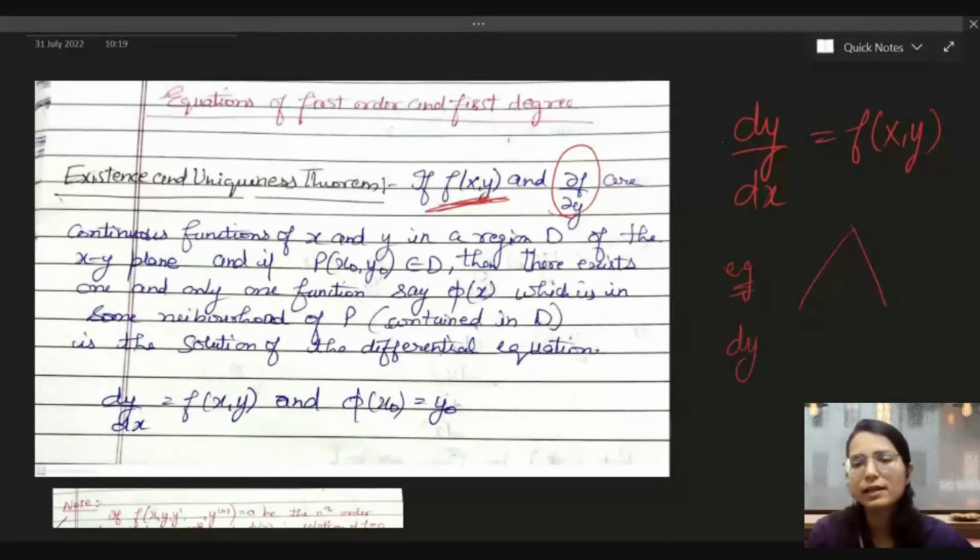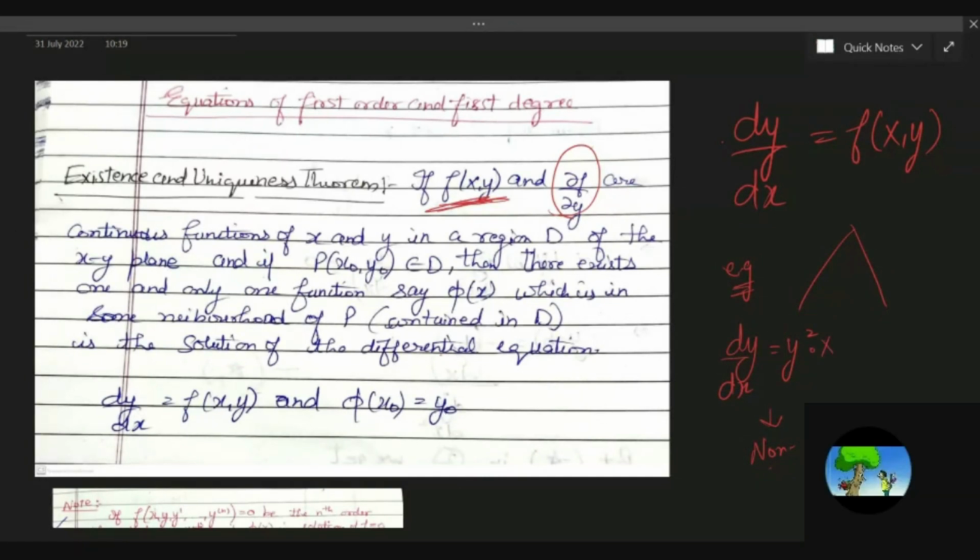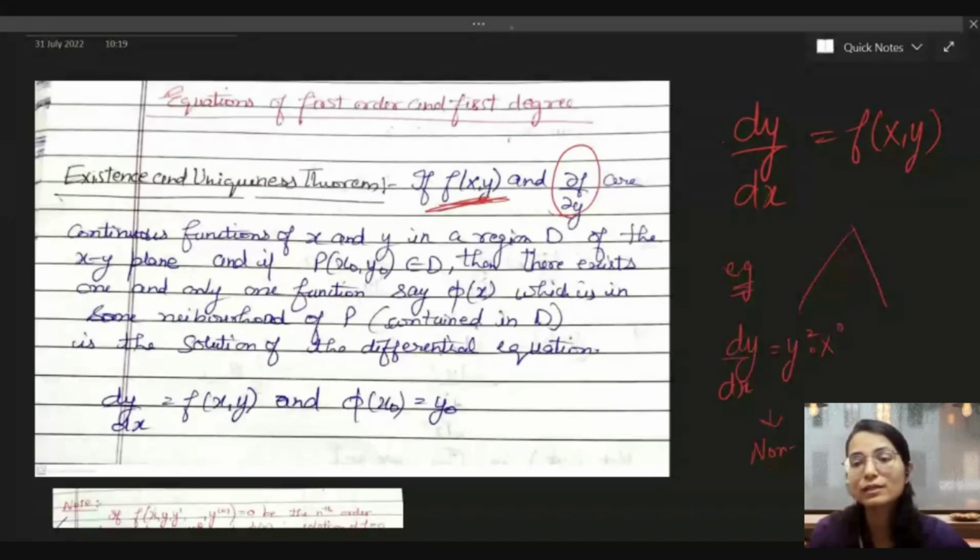For example, if I write this equation dy by dx is equal to y squared, this is a non-linear kind of equation. And is it a function of x and y both? Of course it is, because you can write it as x raised to power 0. x doesn't have to be there, and you understand that. So this is a non-linear differential equation.